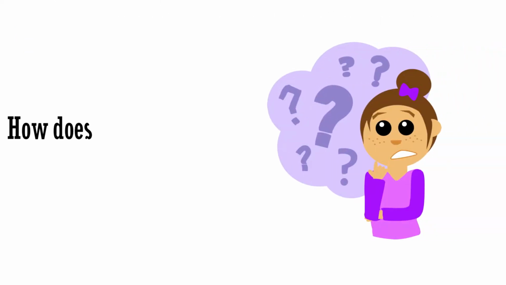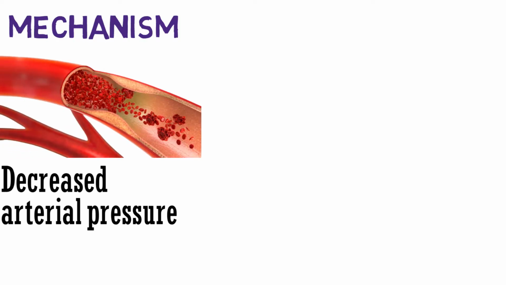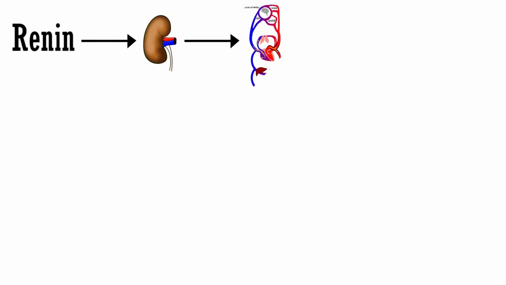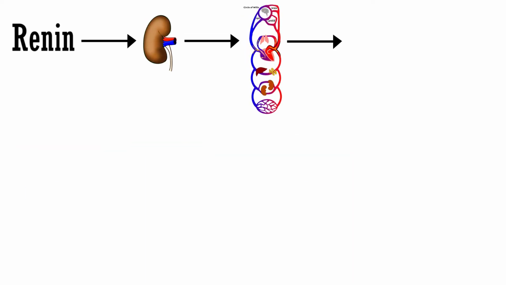You may wonder, how does this hormone result in an increase in blood pressure? To answer this question, let's discuss the mechanism of how it increases the blood pressure. When the arterial pressure falls, the intrinsic reaction in the kidneys causes the release of the precursor of renin, that is prorenin molecules, in the juxtaglomerular cells, which split to release renin. Renin enters the renal blood flow and then passes out to circulate in the entire body. One thing to note is that renin is not a vasoactive substance, it is an enzyme, which means it acts enzymatically on another protein called angiotensinogen, or the renin substrate.